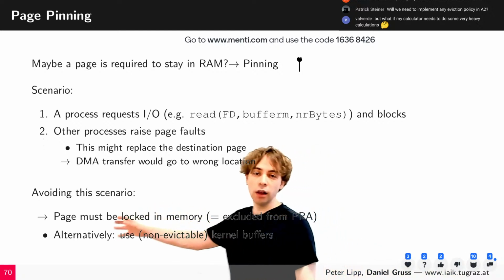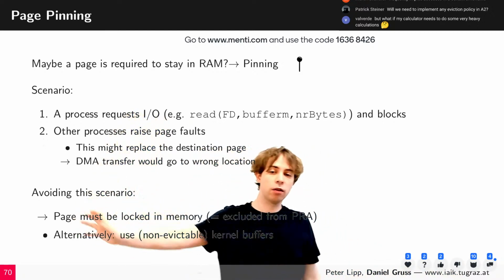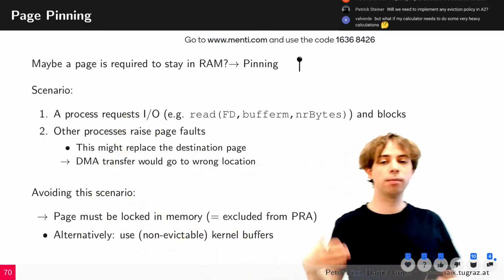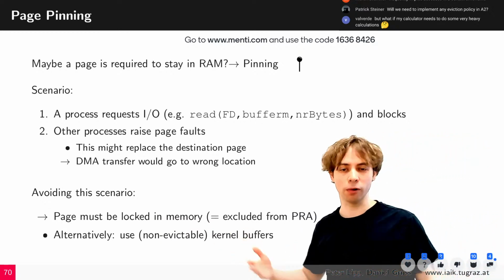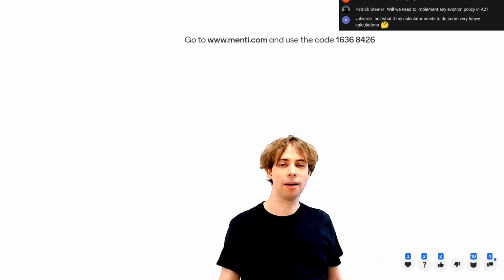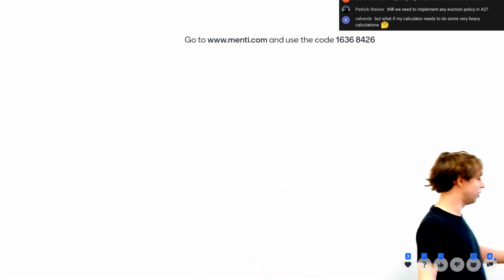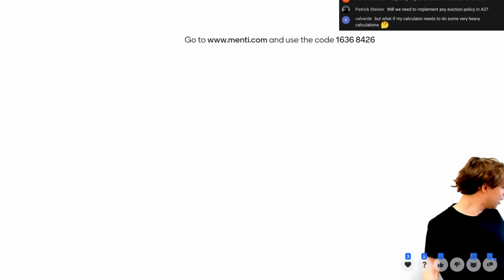Yeah, alternatively, of course, if you have these I/O requests, you can also use kernel buffers, and kernel buffers likely are not swapped if you're not running Windows, right? Windows also swaps the kernel, but yeah, we are not implementing Windows here.